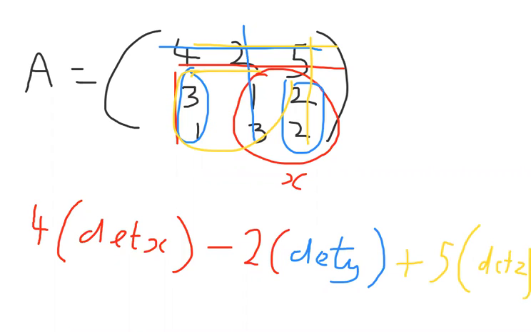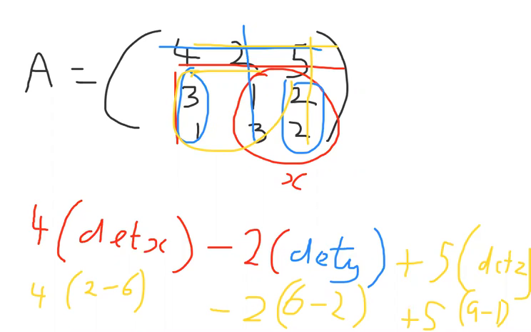Okay. Now to simplify this down a bit, determinant x is 2 minus 6. Determinant y is 6 minus 2. And the way we're doing this is using the AD minus BC formula. And then the determinant of z is 9 minus 1. And then we can simplify that down even further.